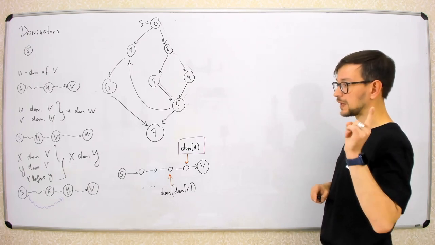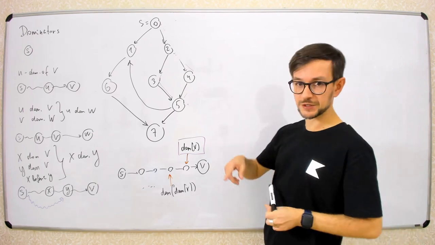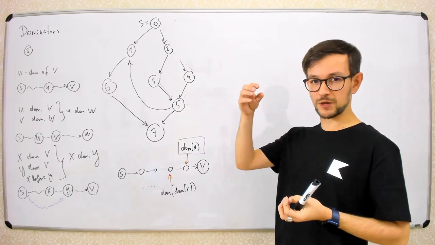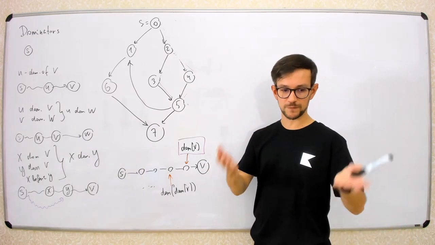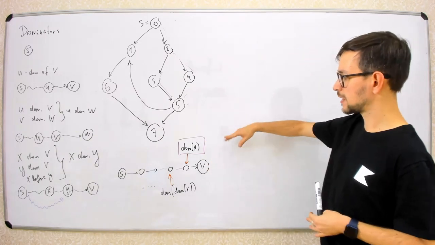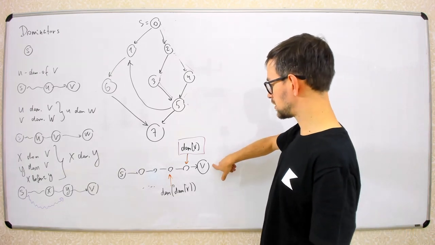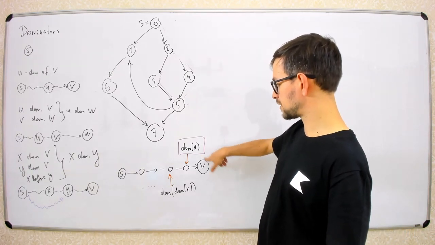What are we talking about? If you build these dominators, you will have some pointers to another node, and this structure of pointers will give you some tree-like structure, right? So you can build a tree such that the parent of each node is its dominator.